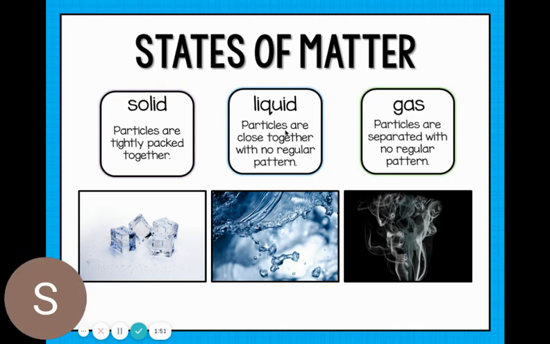A liquid, the particles are close together, but they don't really have a pattern, right? They're not super packed tightly together like a solid. So they've got a little bit of space in between them, but not a super huge amount of space. It's kind of like an in-between. So the particles are somewhat close together, but there's not a specific pattern to them, okay? They're kind of just randomly placed.